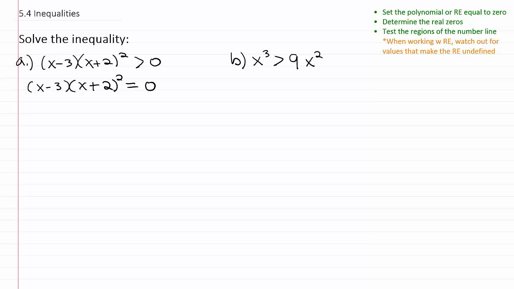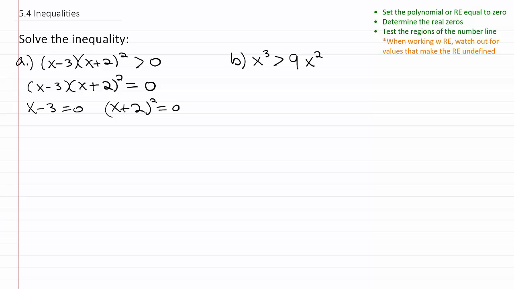Now from here, we basically have to solve this. In other words, we have to find the x-intercepts, or in other words, the real zeros or the solutions for the polynomial equation that we've created. All right, from there, this one's factored, so it's nice and easy. If we have a product and it's equal to 0, it must mean that either x minus 3 is equal to 0, or x plus 2 squared is equal to 0.